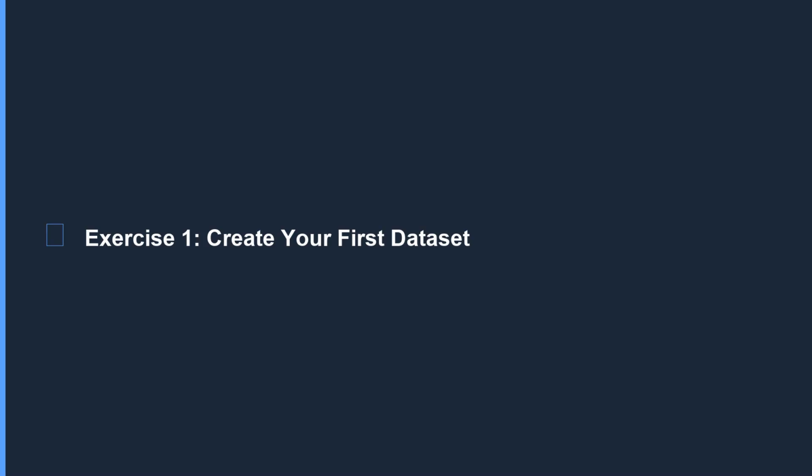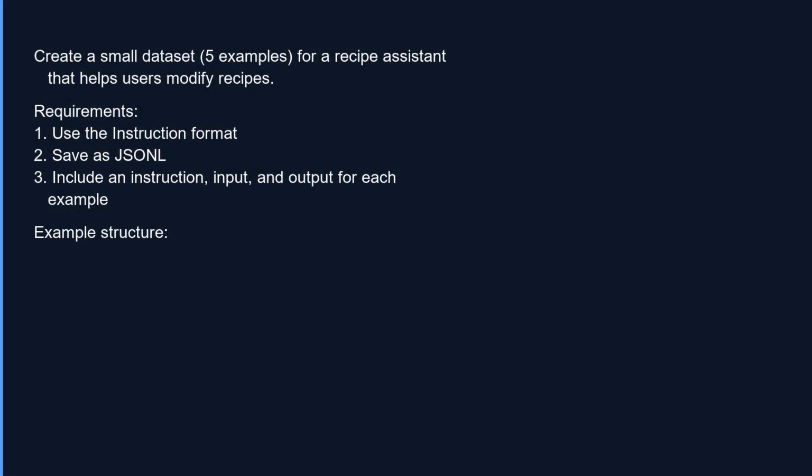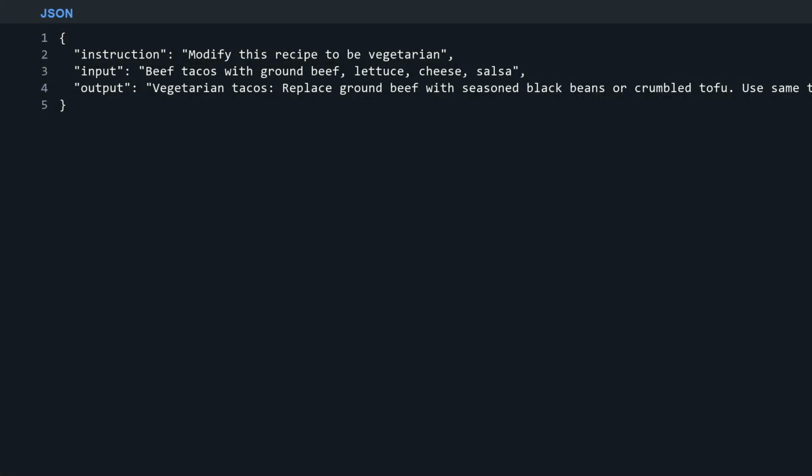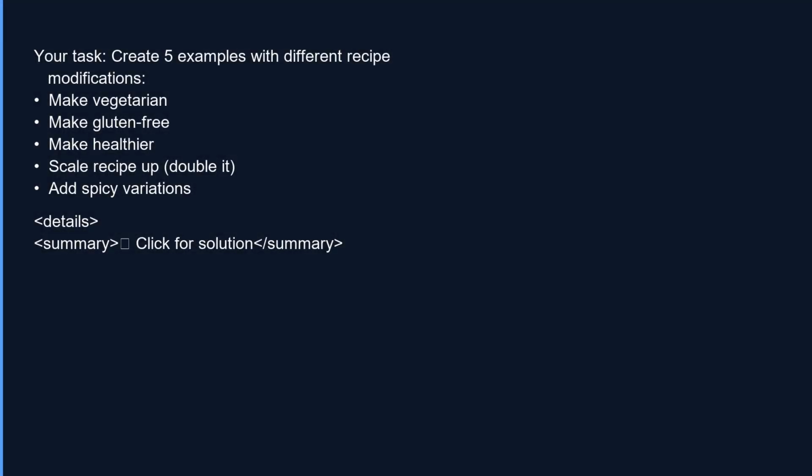Create your first dataset. Create a small dataset, 5 examples, for a recipe assistant that helps users modify recipes. Requirements: 1. Use the instruction format. 2. Save as JSONL. 3. Include an instruction, input, and output for each example. Example structure. Here's the JSON code for this section. Your task: create 5 examples with different recipe modifications.